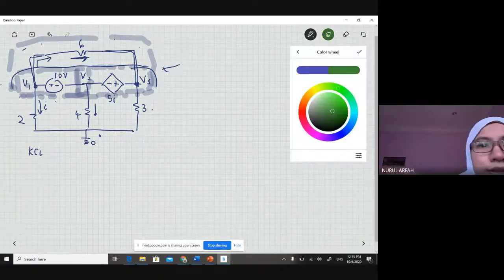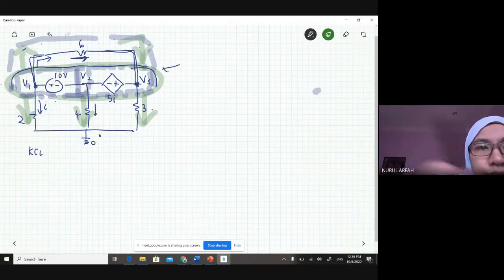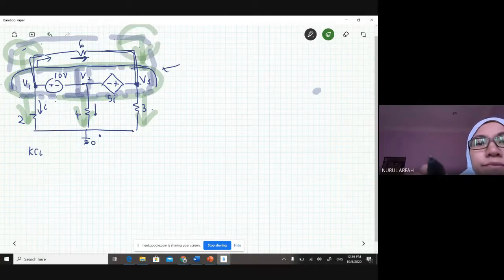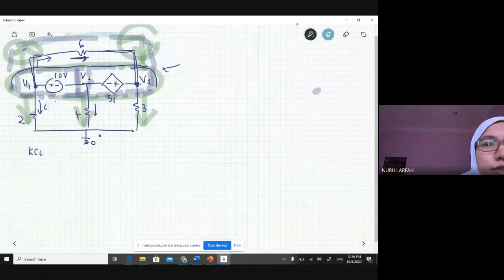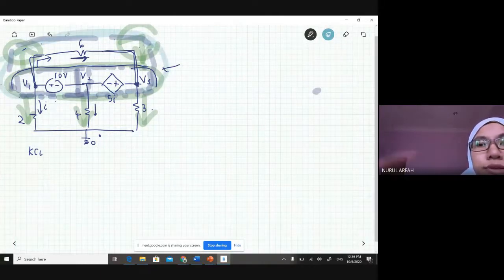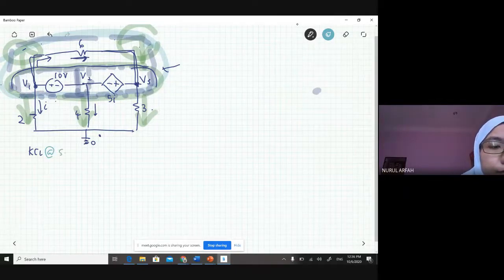I changed the color. If you consider this part only, the current here is going out, and this part is going up, and this part is going down. This current and this current, they are the same. So if you minus both, you still get the same. That's why I said you can actually consider 6 as part of your supernode. So just consider the whole thing here, and then follow the same way, KCL at supernode.